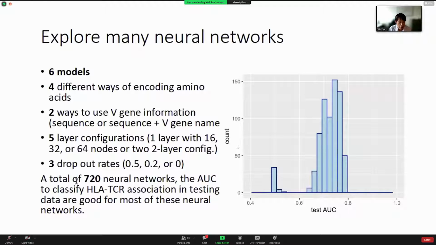Okay, so we put them together. Altogether, we got 720 instances. They could be different models or different hyperparameters. Then we look at the AUC when we classify the HLA TCR association. This is a histogram of the 720 instances. The vast majority of them are around 0.65 to 0.8. There is a very small proportion around 0.5. An AUC of 0.5 means you're not doing anything at all, but most of them are actually pretty good.